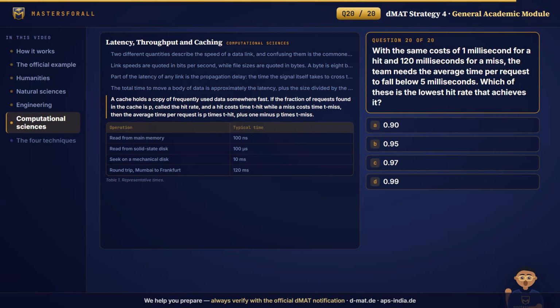Now check the survivors, because the question asked for the lowest that works. At 97%, the misses cost 3% of 120, 3.6, and the hits add another one, 4.6, under 5. 99% works too, but it is not the lowest. Option C. And sit with that number, because it is the most useful thing here. Going from 90% to 97 barely changes how often you are fast. It changes the average from 13 milliseconds to 4.5.